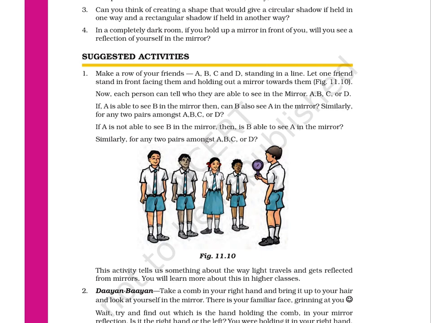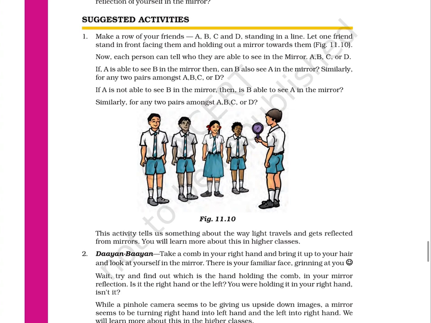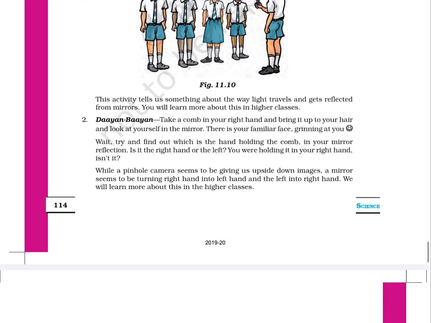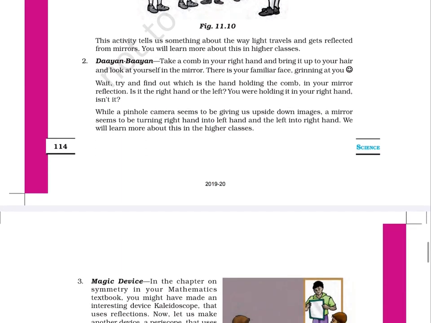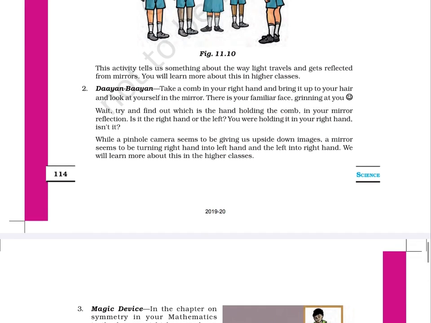This activity tells us something about the way light travels and gets reflected from mirrors. You will learn more about this in higher classes. Figure 11.10 shows one student is holding a mirror in his hand and 4 students are standing in a straight line.